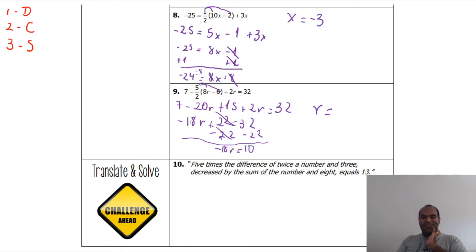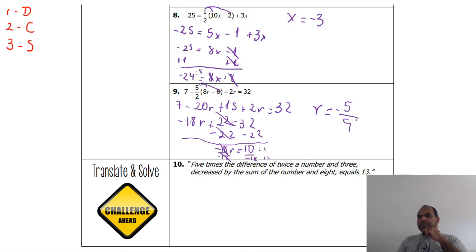Can you see the difference? Is everything different right now? Just divide by negative 18, and just cut it off. Goodbye. The result is r equals 10 over negative 18. I can divide by 2 here and by 2 here. It's negative 5 over 9.